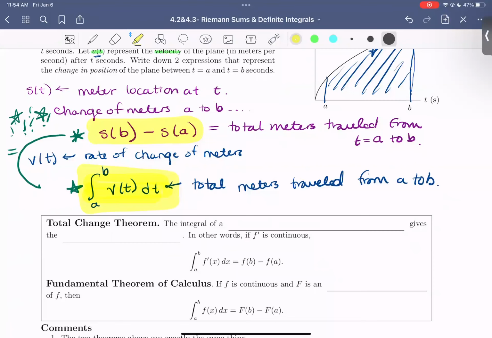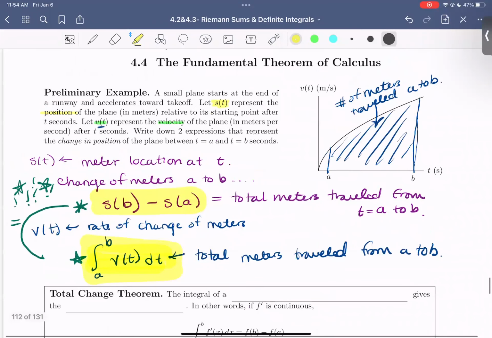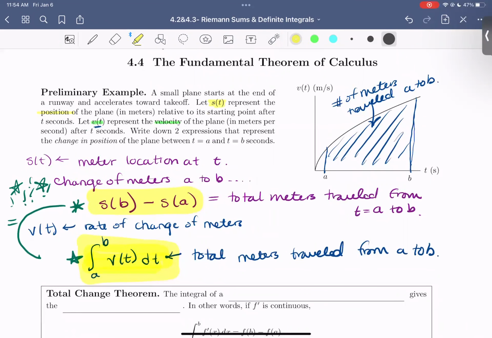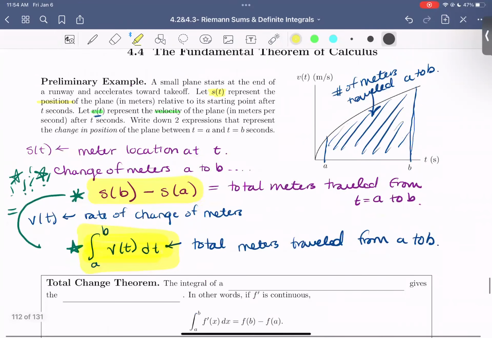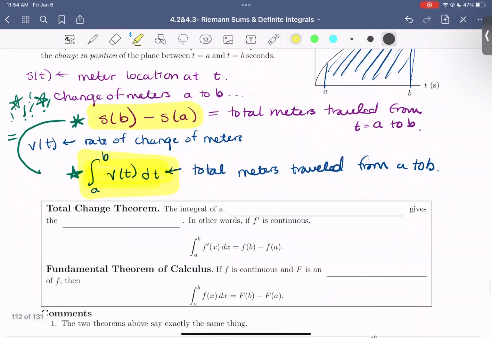Hello, everyone. In this video, we're going to continue our work in section 4.4 and look at the two main theorems of this section. So let's first look at the total change theorem. This theorem describes the relationship between the two expressions that we saw in the preliminary example. Let's recall that in that example, we saw that the total change of meters from time A to B was equal to the integral of the velocity from A to B.